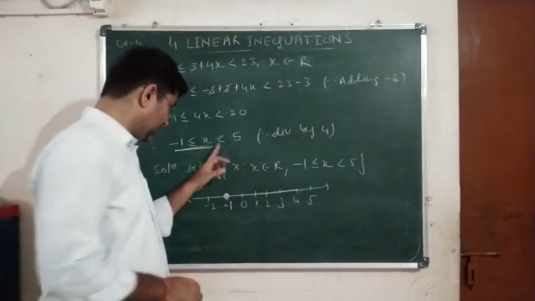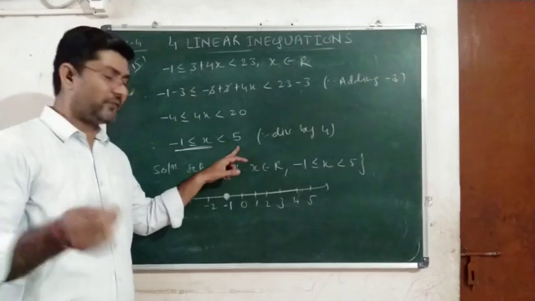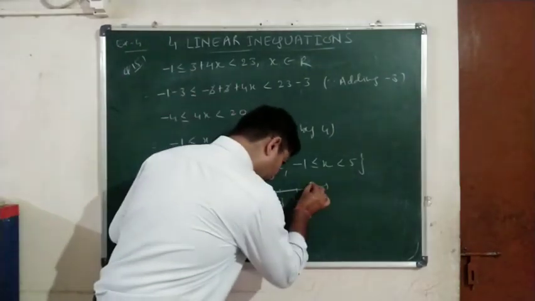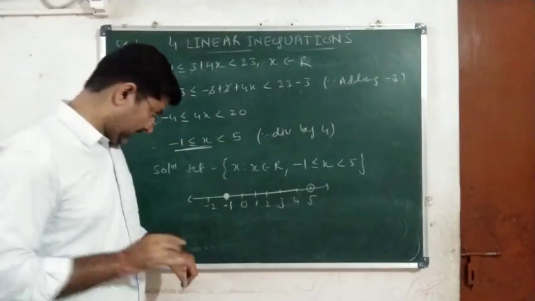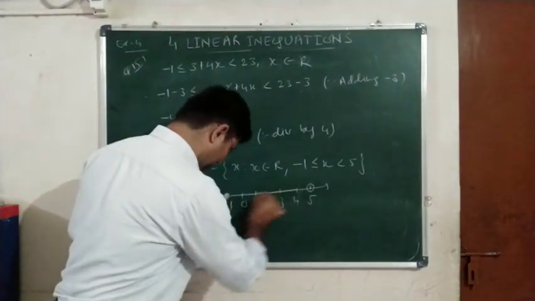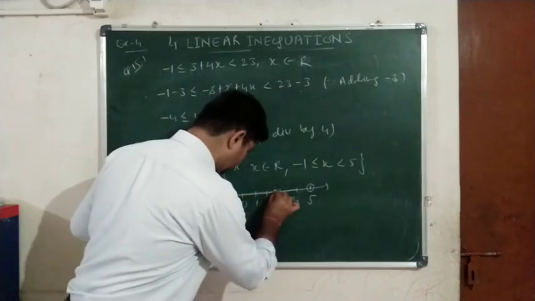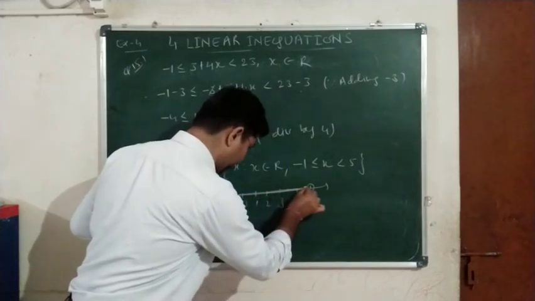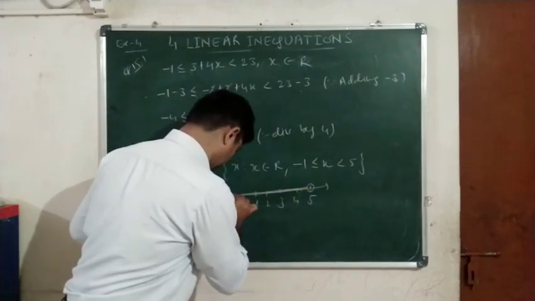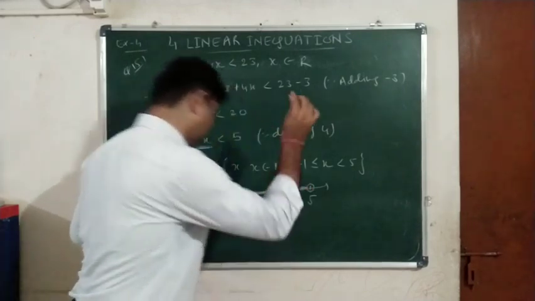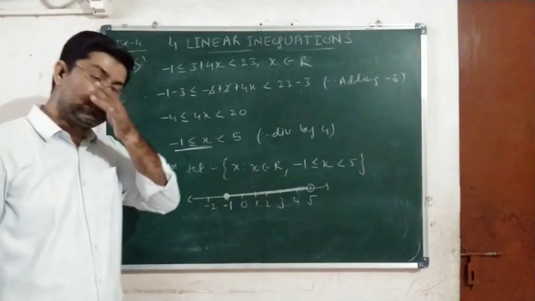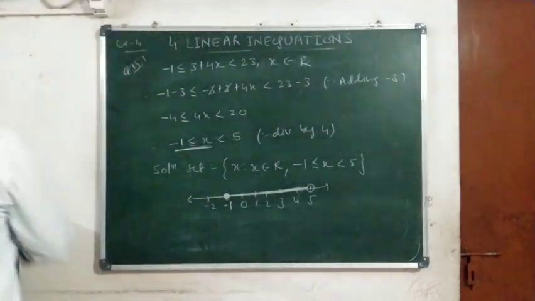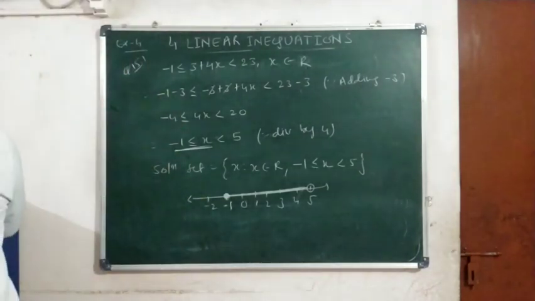And since x is less than 5, it means 5 is not included, so we'll put only a circle. Okay, do not darken it. Clear? And then you just darken the line between the two circles. Clear? Like this. So this is the representation of this solution on the number line. Okay, now let us solve the next question.